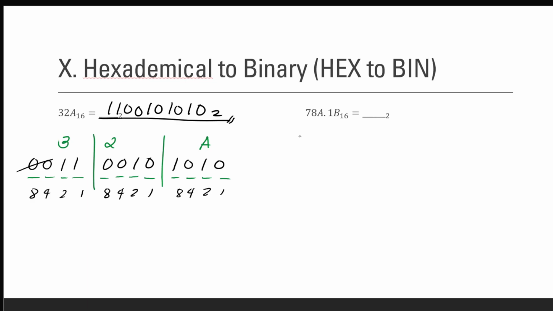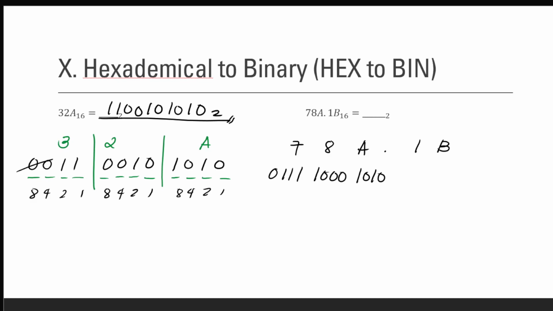So, paano naman yung kabila? Ganun din. So, we have 78A.1B. So, instead of tatlo, 4 yung i-group natin. So, for 7, that is 0, 1, 1, 1. Diba? 1, 2, 4, 8. So, 1, 2, and 4 lang yung kailangan natin. Then, we have for 8, that is 1, 0, 0, 0. Kasi 8 yung pinakadulo. Then, for A, we have 1, 0, 1, 0.